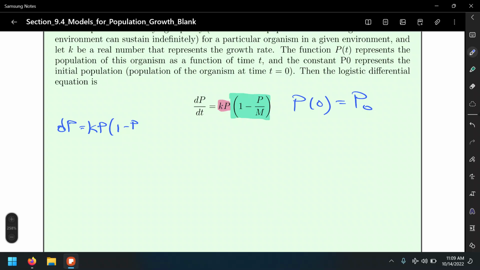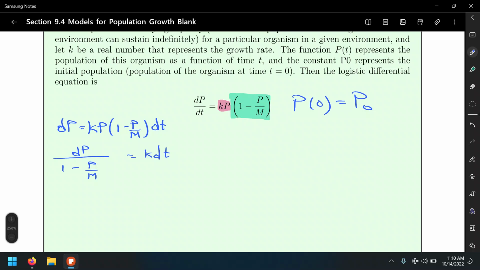1 minus p over m dt. And notice these two factors, p times 1 minus p over m, depend on the variable p. So what I'm going to do is divide those two on both sides to get dp divided by p times 1 minus p over m, and that equals k dt. We're essentially ready to integrate the right-hand side, because what's the integral of k dt? That's just going to be kt plus c.